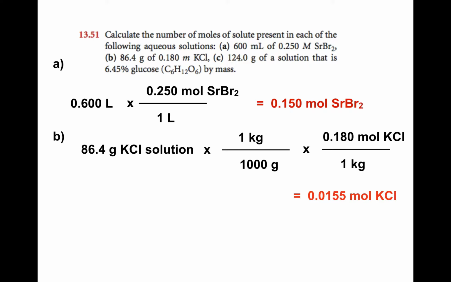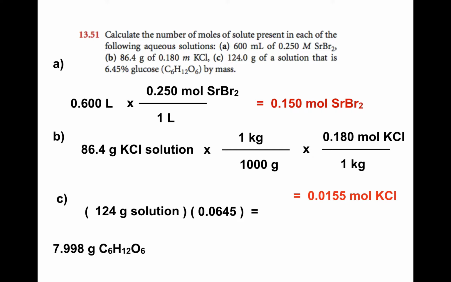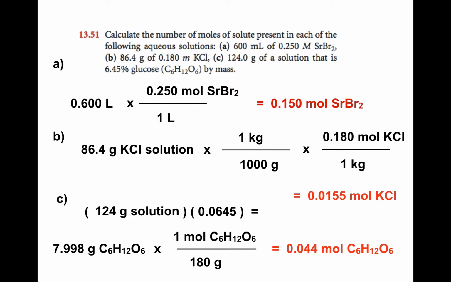C. We have 124 grams of solution. That is 6.45% glucose by mass. All right, well, this one's straightforward. Turn that percentage into a fraction. If I multiply the fraction by the total mass, I'll get just the mass of the glucose, and then I can use the molar mass to get to moles. That one's a good question. B was not a good question.